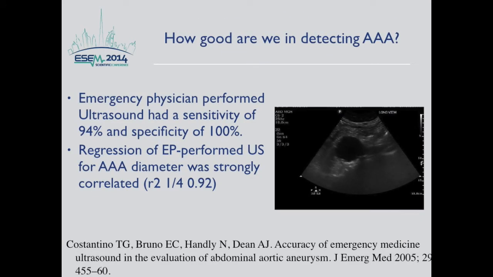A number of studies have been published on how good we are at detecting abdominal aortic aneurysm. The studies have shown that emergency physician performed ultrasound has a sensitivity of 94% and a specificity of 100%, and a regression of emergency physician performed ultrasound for AAA diameter was strongly correlated with a radiologist. That means we can do the scan, but we need to be trained and we need to practice.